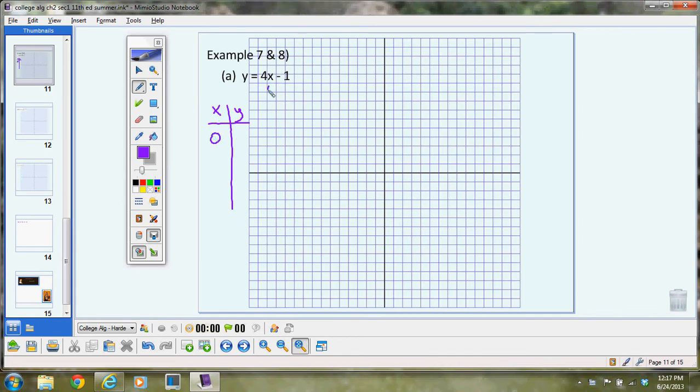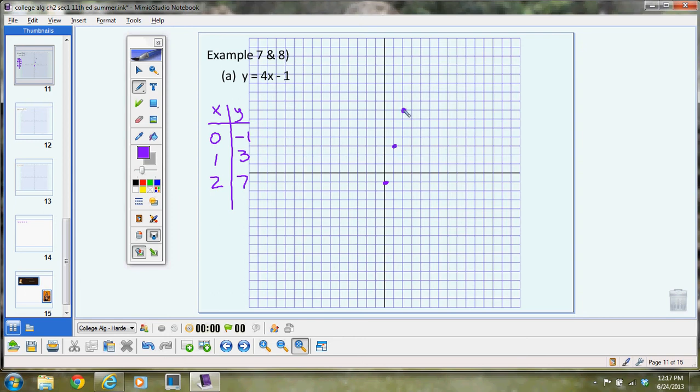If I plug in 0 up here for x, 4 times 0 is 0, and 0 minus 1 is negative 1. So I put negative 1 in my Y chart. If I plug in 1 for x, 1 times 4 is 4, and then 4 minus 1 is 3. So I put 3 in my chart. If I plug in 2 for x, 4 times 2 is 8, and 8 minus 1 is 7. So what I have is the 3 points that they asked for in example 7. So let's graph them. X is 0, y is negative 1, x is 1, y is 3, and x is 2, y is 7.